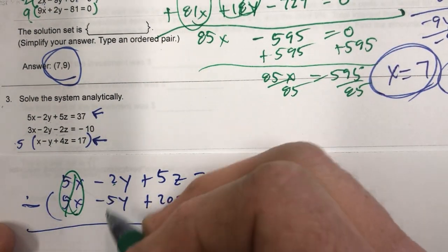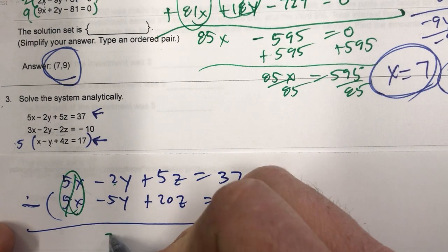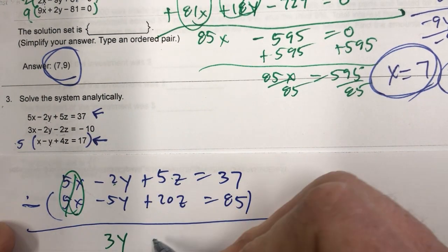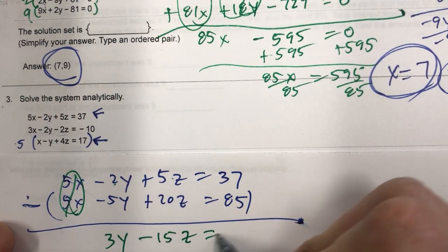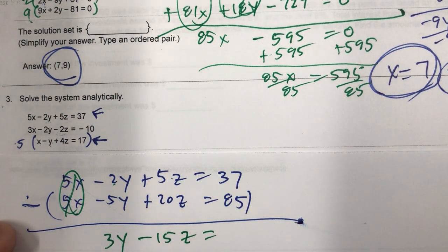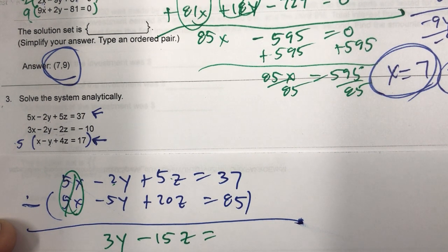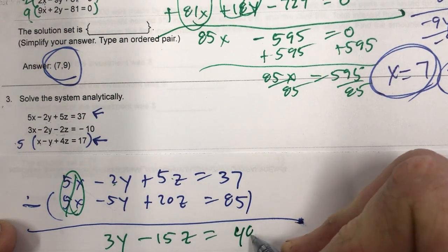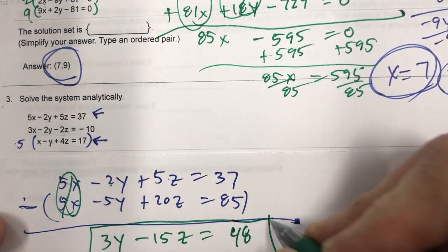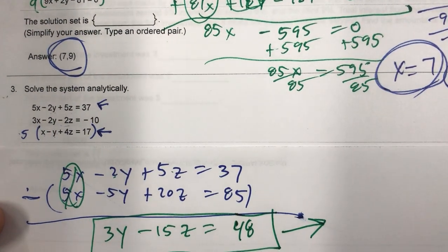Negative 2 minus negative 5 would be 3y. 5 minus 20 would be negative 15z. And then 37 minus 85, 48. Let me do this real quick. I better make sure. Yep, 48. And then there you go. There's one equation with 2 variables, so we're going to hold on to him.